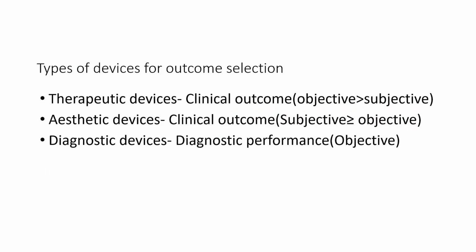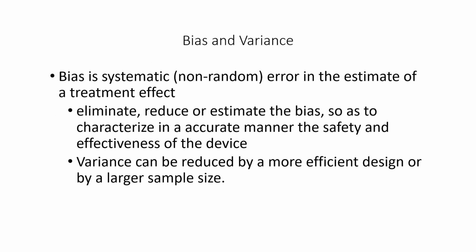So types of devices for outcome selection include therapeutic devices, where you have clinical outcomes that are more objective than subjective. Aesthetic devices, where clinical outcomes can be more subjective than objective, right? And you can just replace the device term with tissue constructs or biomaterials, as that would have the same norms. Again, diagnostic devices, where you could have biosensors, right? For example, the focus is on the diagnostic performance, which is objective specific, right?